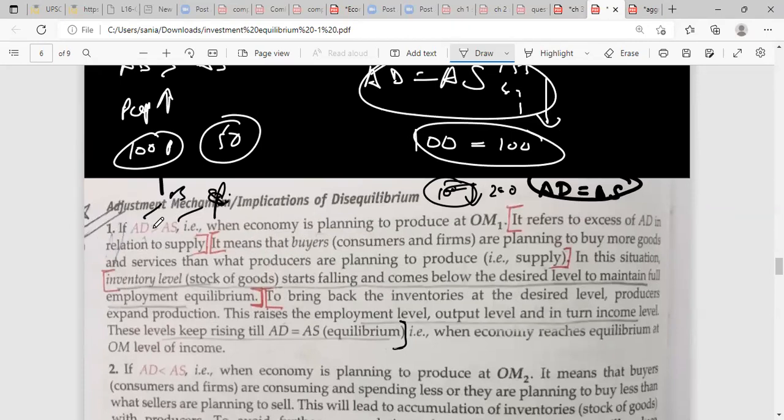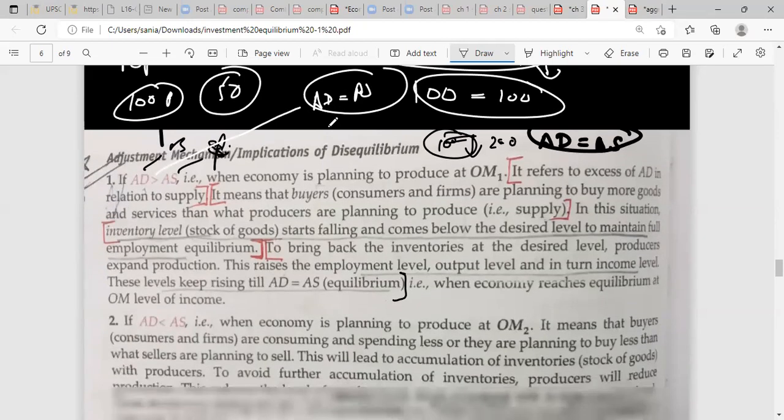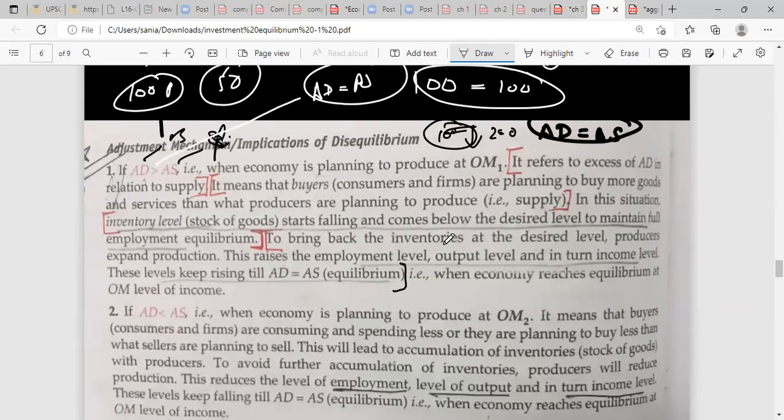This is the situation. Now you have to convert the situation to this, right? So how will you do it? To bring back the inventories, like the stocks, at the desired level, producers expand production. Now I will start producing more. Earlier I produced only 50. Now I will start producing more, 51, 52, 53, like this. This raises the employment level, output level, and in turn income level. These levels keep rising.